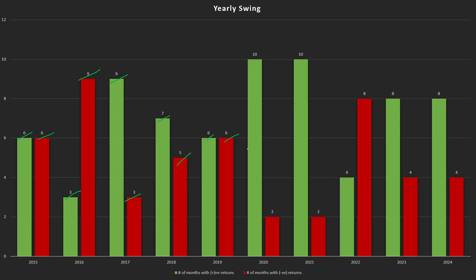Then come 2020 and 2021. So both of these years were very good for IT sector. In each of these years, 10 months out of 12 gave positive returns. But 2022 was not good for the sector and only 4 positive months. 2023 and 2024 are again good years for the sector, and as you can see, 8 months out of 12 in each of those years gave positive returns.